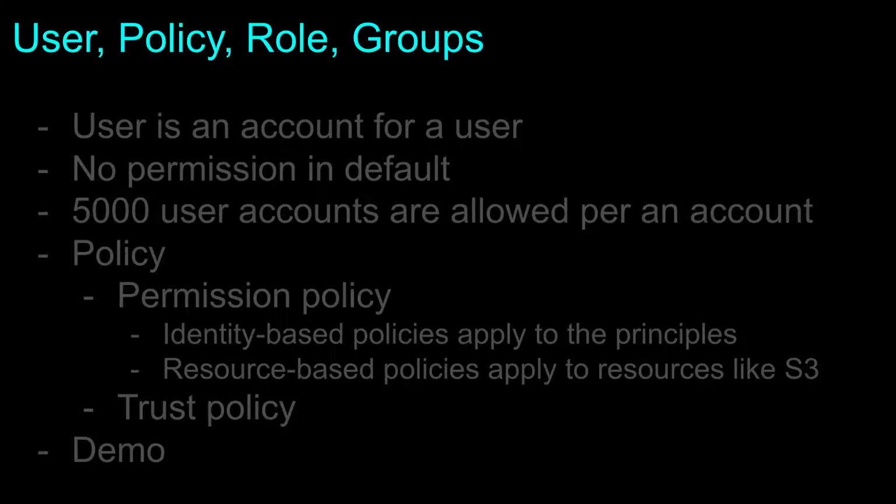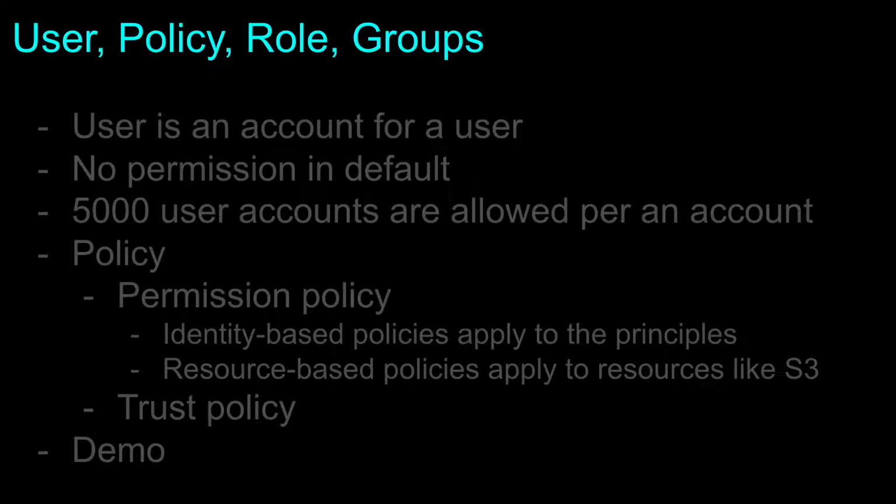Then if you come to the policy, it is broken down mainly into two: permission policy and trust policy. The permission policy further breaks down: one is identity based, which is applied to principals, users, roles, and groups, and the other one is resource based, which is applied to resources like S3 or DynamoDB. The trust policy is the other end. Whenever the user assumes a role, then the trust policy gets applied.